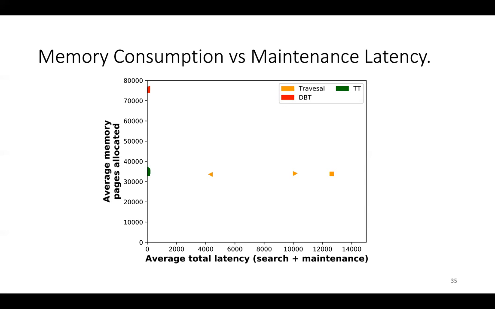In terms of latency, for maintaining the different IVM systems, DBToaster performs slightly better than TreeToaster. But in terms of memory consumption, as you can see, DBToaster shows significantly greater memory consumption when compared to TreeToaster. So to bring it all together, TreeToaster consumes no additional memory while keeping up with the latency of DBToaster.